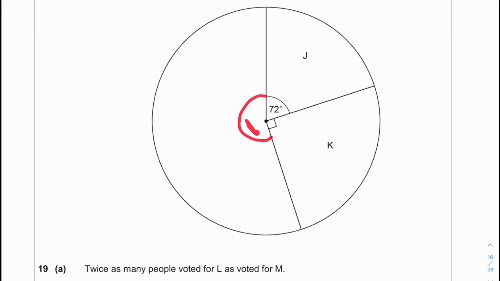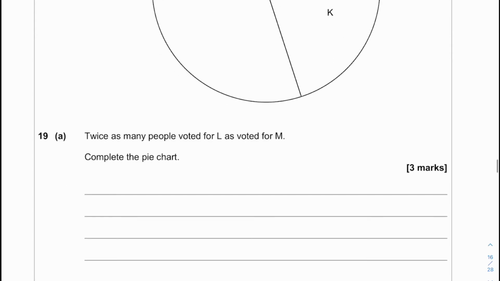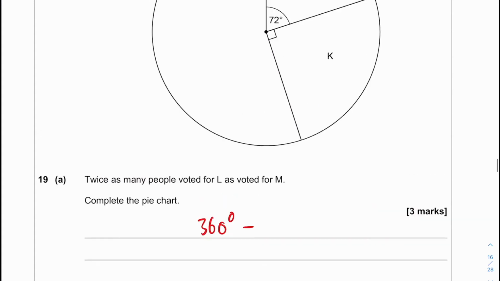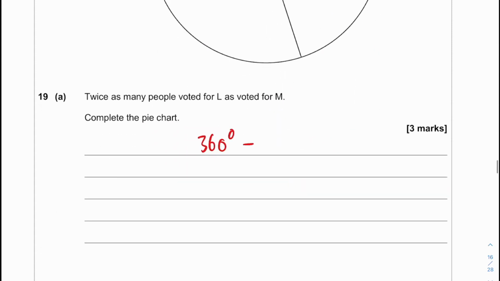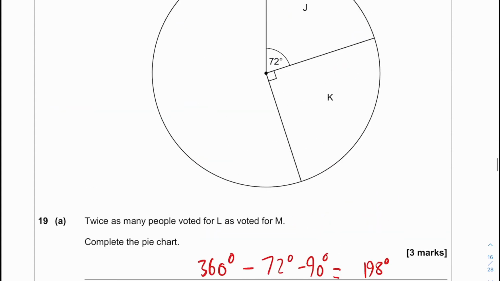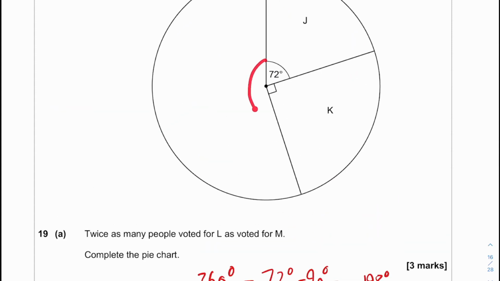So to work out what this is in degrees, what we do is take 360, the amount of degrees in the circle, and we take away the already known values for J and K, which is 72, and 90, the right angle. So 360, take away 72, take away 90. I'll just grab my calculator. This is equal to 198 degrees. Okay, so all of this is 198 degrees.